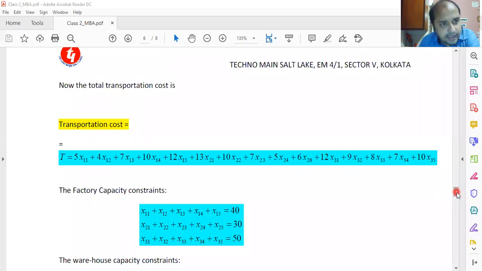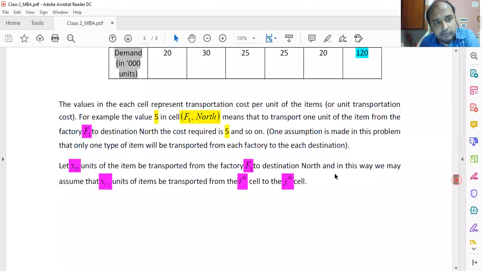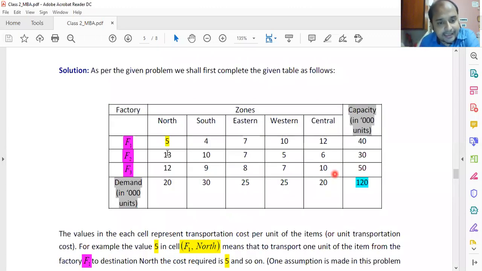Now you see, if I consider the standard form, whenever I find the values of the variables like x11, x12, x13, the destination constraints, these constraints, 20,000, 30,000, 25,000, are nothing but this: if we add the figures x11, x21, x31, this must equal 20. If I add x12, x22 and x32, that must add to 30. If I add x13, x23, x33, that must add to 25. If I add x14, x24, x34, that must add to 25. If I add x15, x25, x35, that must add to 20. These are called destination constraints.